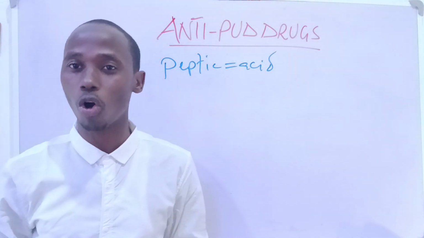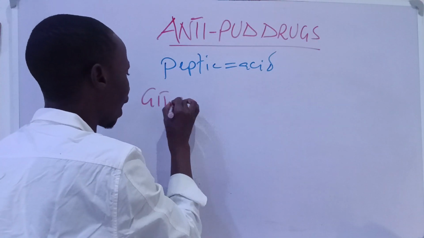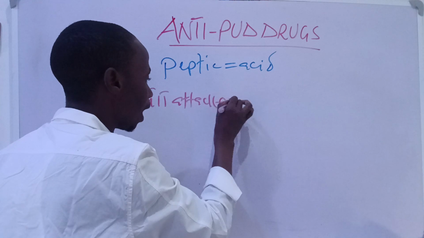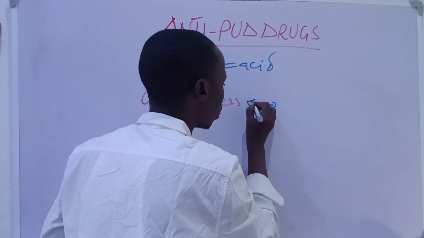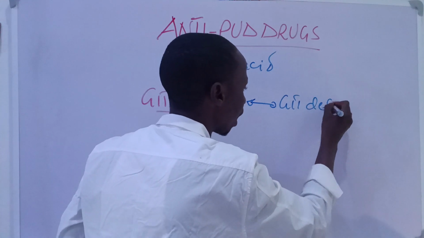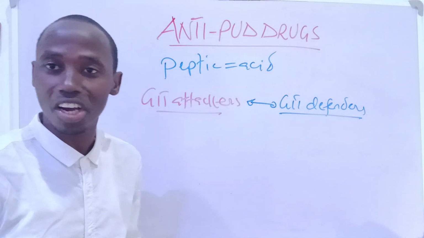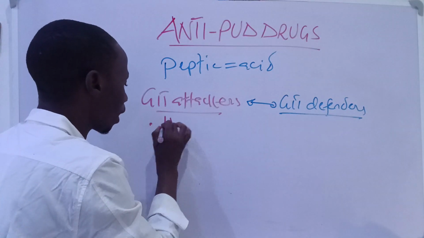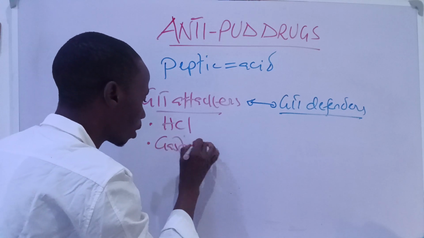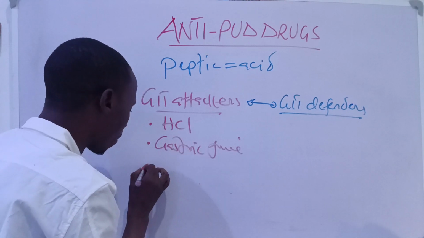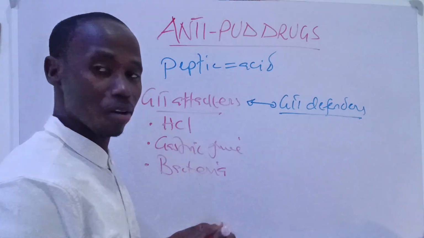How does it occur? Actually, in the GIT we have two important things: GIT attackers, just like in football, and GIT defenders. Good examples of the GIT attackers are the hydrochloric acid, the gastric juice, and some bacteria like H. pylori.